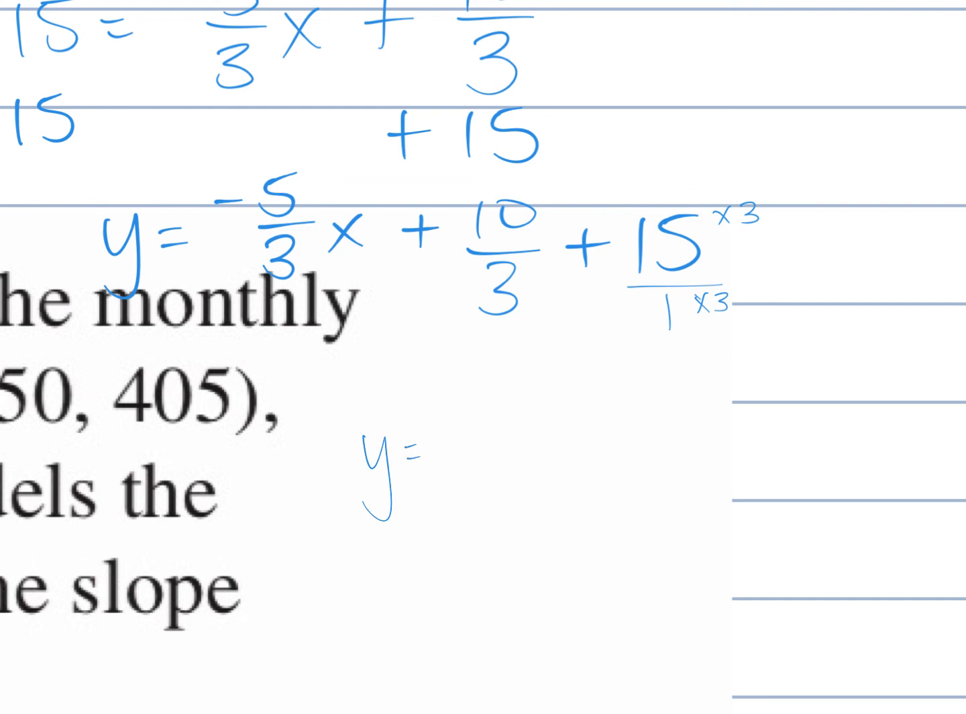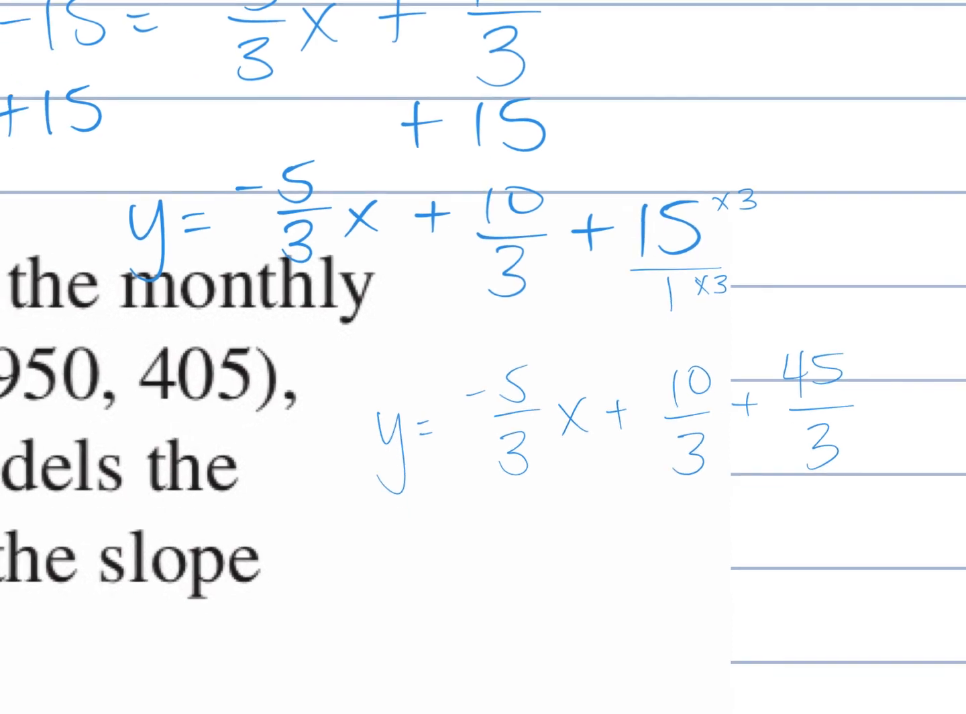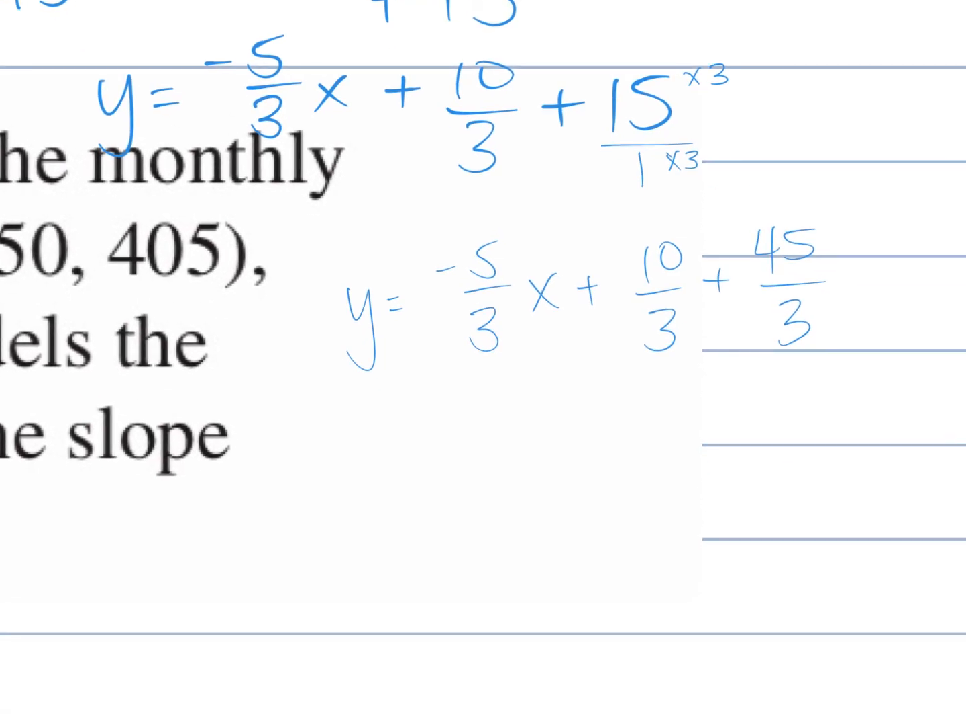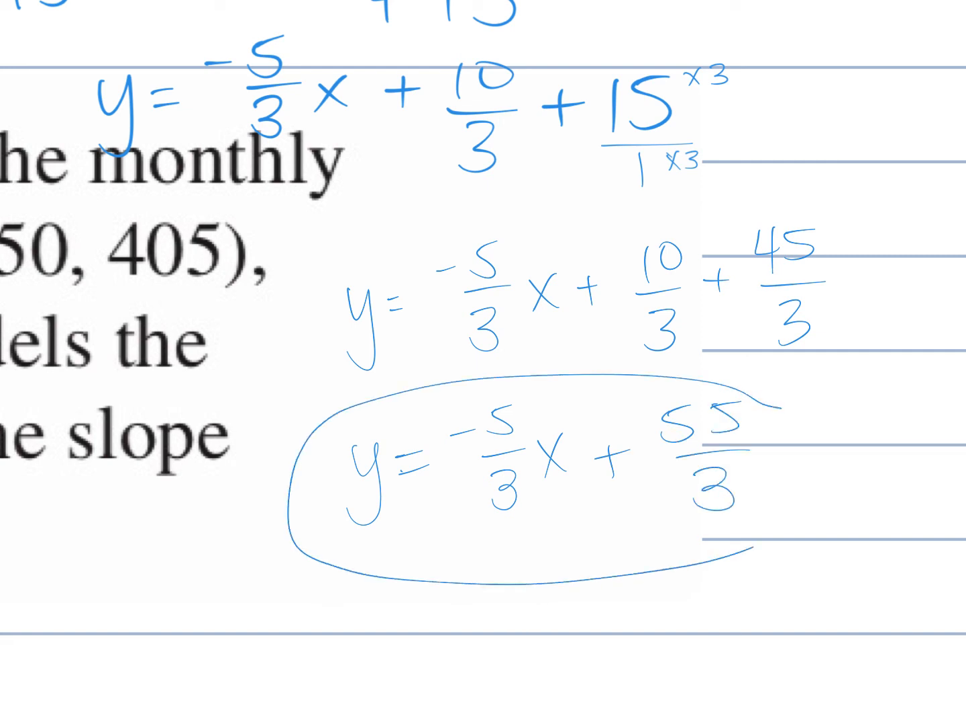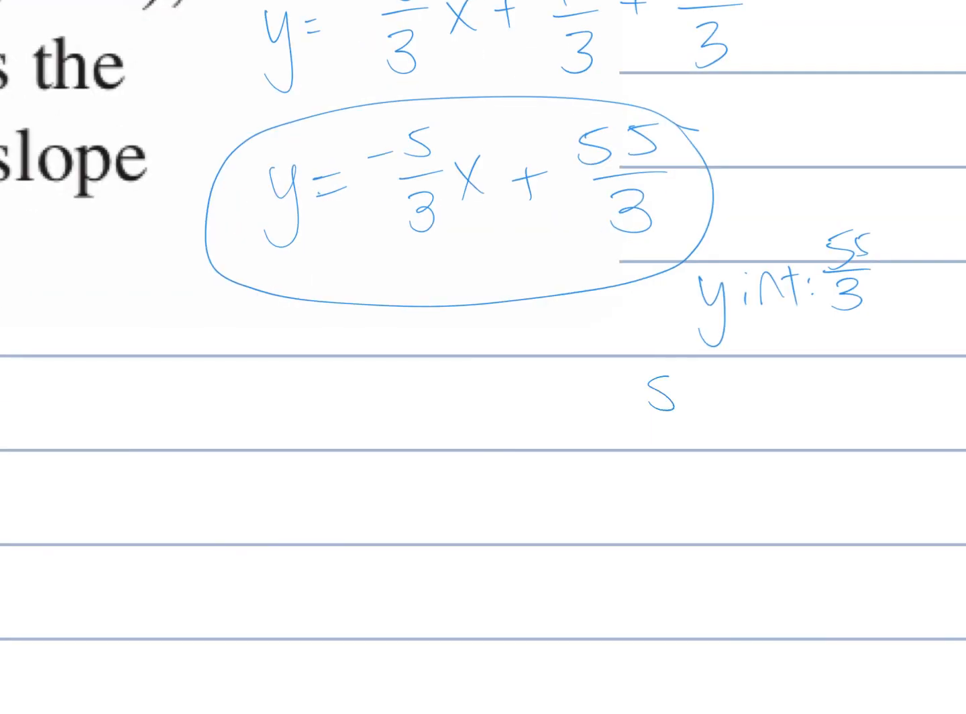So we have y equals negative 5 over 3x plus 10 over 3 plus, what'd you say, Karen? 45 over 3. That's a big difference from 25 over 3, okay? What's 10 plus 45? 55. So y equals negative 5 over 3x plus 55 over 3. And now I have my slope and my y-intercept. What's my y-intercept? 55 over 3. And my slope? Negative 5 over 3.